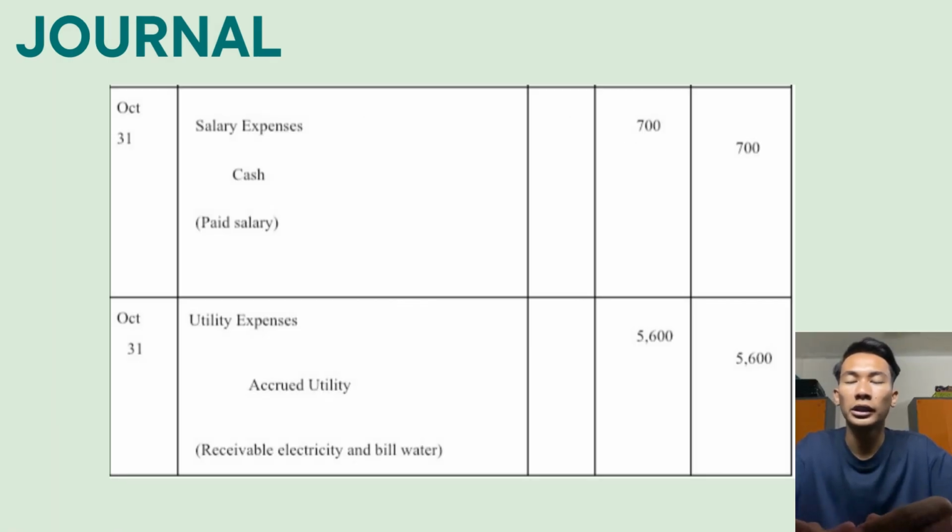And 30 October, cash is 40,000 ringgit on debit, account receivable Lim Sdn Bhd 40,000 on debit and service income 80,000 on credit. And for 31 October, salary expenses is 700 ringgit on debit and cash is 700 ringgit on credit. The reason is paid salary. And 31 October, the last one is utility expenses 5,600 ringgit on debit, utility payable 5,600 ringgit on credit. The reason is receivable electricity and water bill.